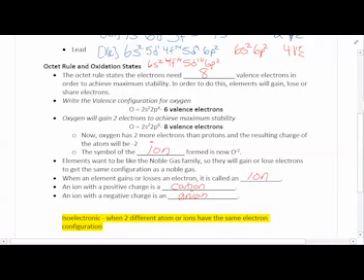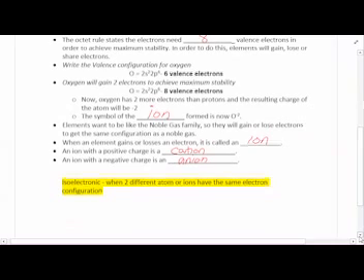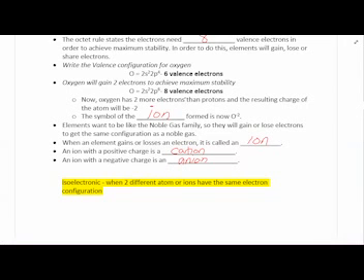I also wanted to introduce this vocabulary word, isoelectronic, which means when you have 2 different atoms or ions, but they have the same electron configuration. So if you take a look at oxygen here, the oxygen ion has 8 valence electrons. On your periodic table, it has the same electron configuration as neon. They both have 10 electrons total, and they both have 8 valence electrons. So the word we use to describe those would be isoelectronic.